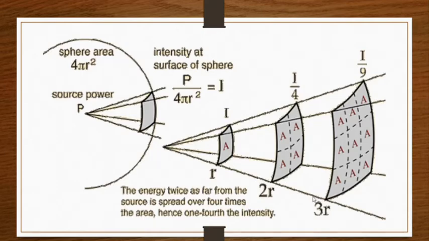And if we make the distance 3 times, then the area covered will be 9 times. That's why the intensity will be spread over 9 times the area, so the intensity will be 1/9 of before. This is called the inverse square law.